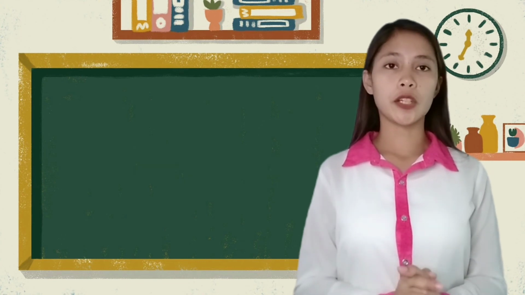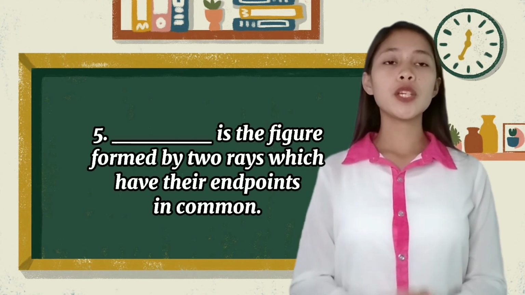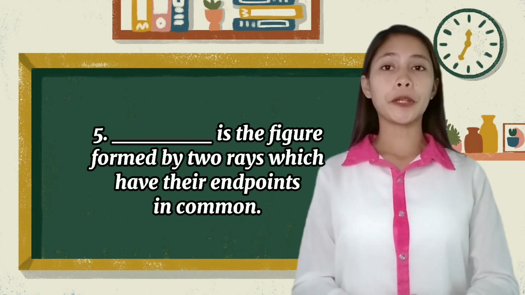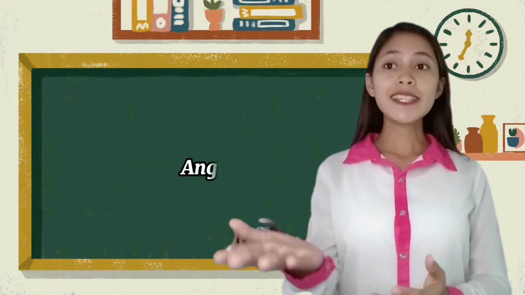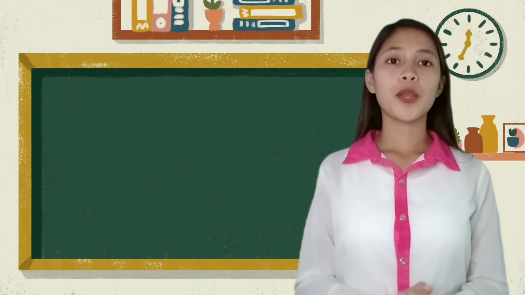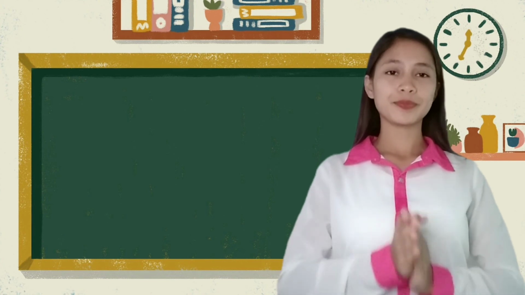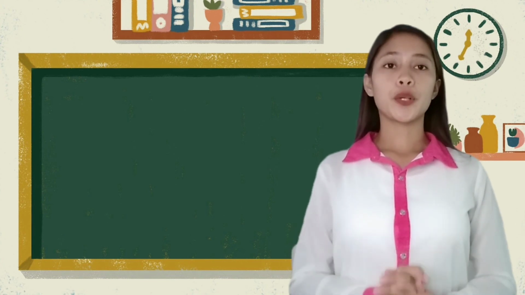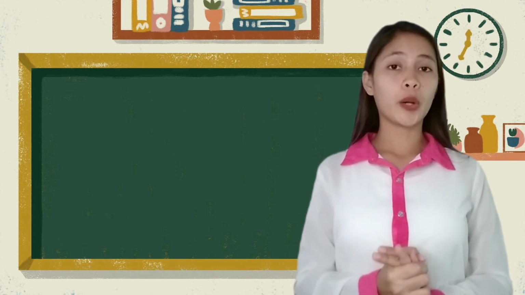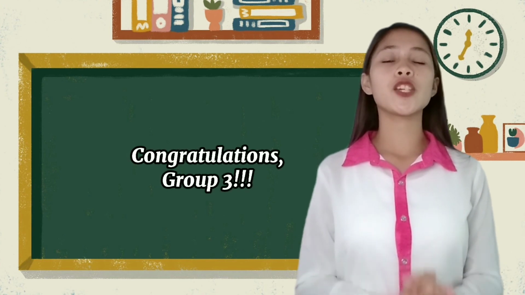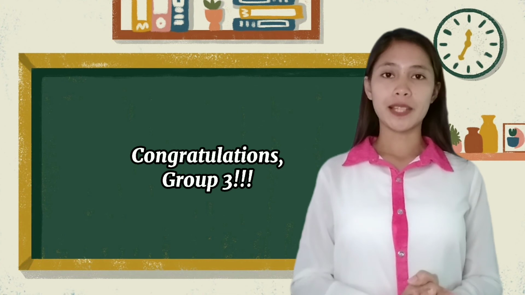The last question. Blank is the figure formed by 2 rays which have their endpoints in common. Angle, that's right. Okay, give yourselves 5 claps. The group that got the best score is Group 3. Group 3, congratulations, you have an additional point for your assessment.